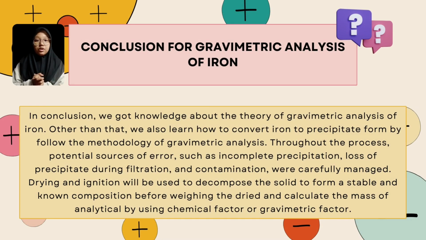In conclusion, we got knowledge about the theory of gravimetric analysis of iron. We also learned how to convert the ion to precipitate form by following the methodology of gravimetric analysis. Throughout the process, potential sources of error such as incomplete precipitation, loss of precipitate during filtration, and contamination are carefully managed. Drying and ignition will be used to decompose the solid to form a stable known composition before weighing the dry precipitate and calculating the mass of analyte by using the chemical factor and gravimetric factor.